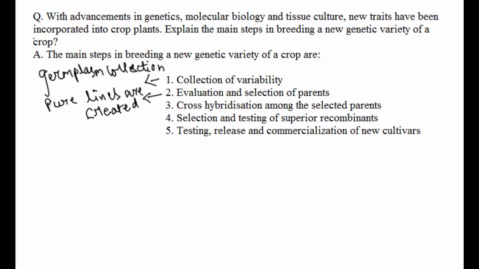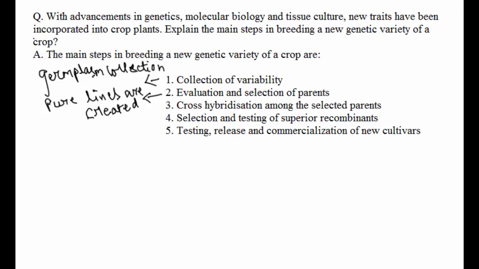So the germplasm is evaluated so as to identify plants with desirable combination of characters. So basically, in this step, germplasm is evaluated. The selected plants are then multiplied and then used in the process of hybridization. So basically, in the second step, pure lines are created. Next, the third step is cross hybridization among the selected parents.